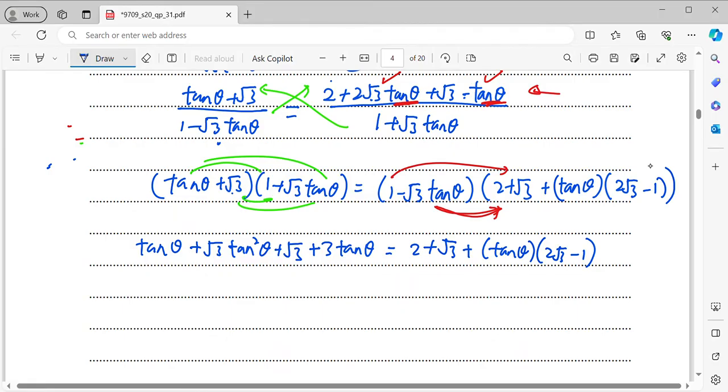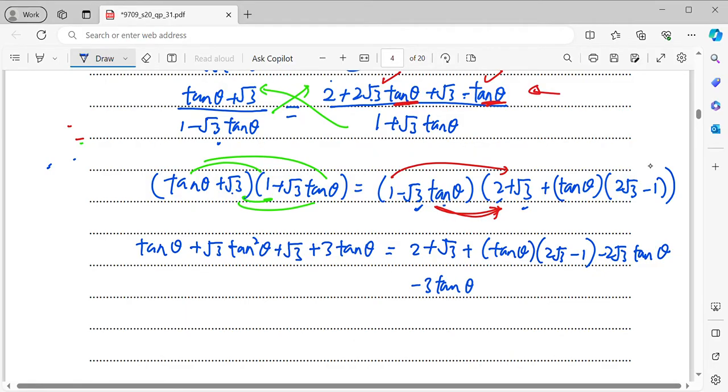the minus 3, minus √3 times 2. So it will be −2√3 tan θ. Then the minus 3 tan θ times the √3. Minus √3 tan θ times √3, it will be −3 tan θ.